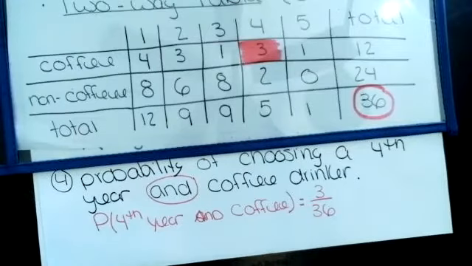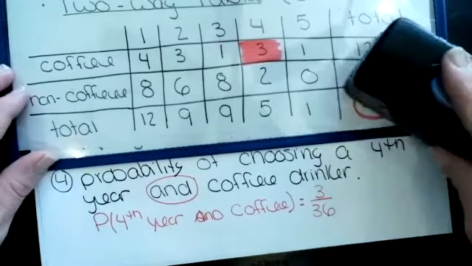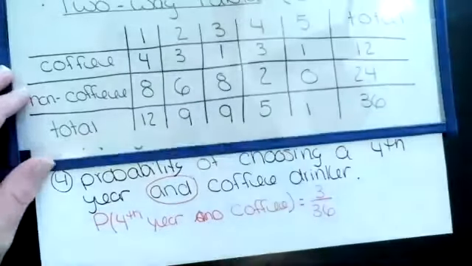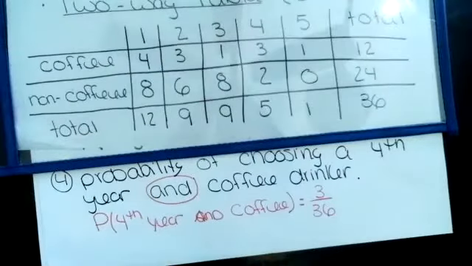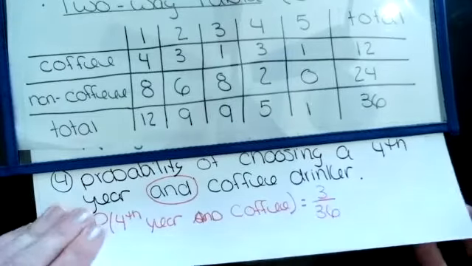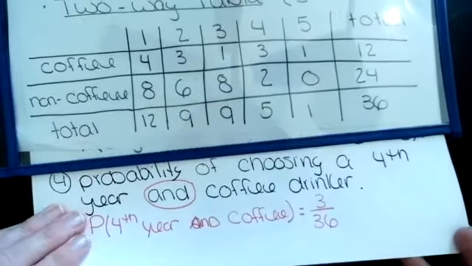So that's using the two-way table. I think it is super helpful. I love it because it's like a little visual. You don't have to think about rules or formulas and all that stuff.